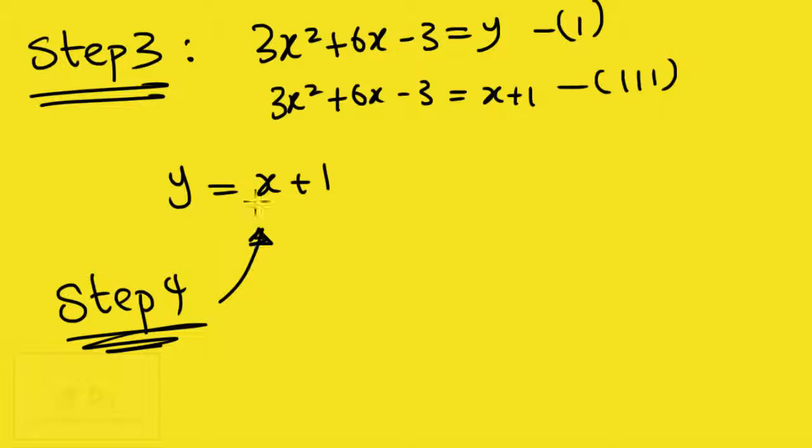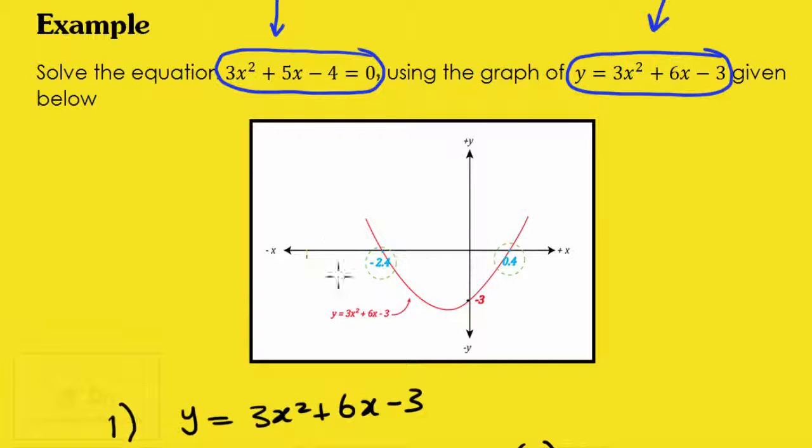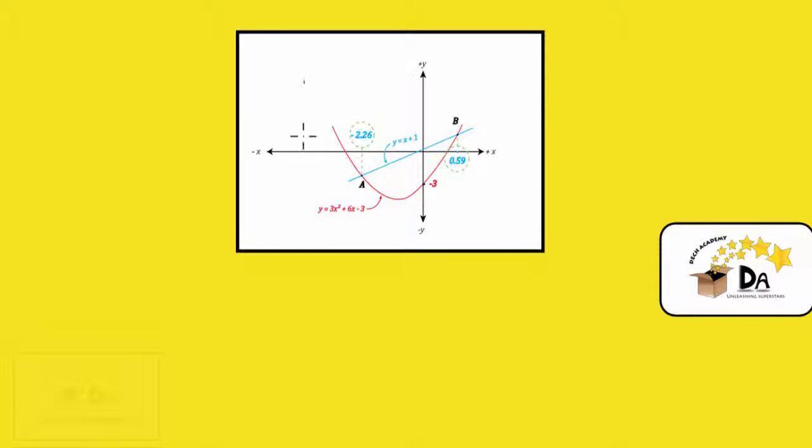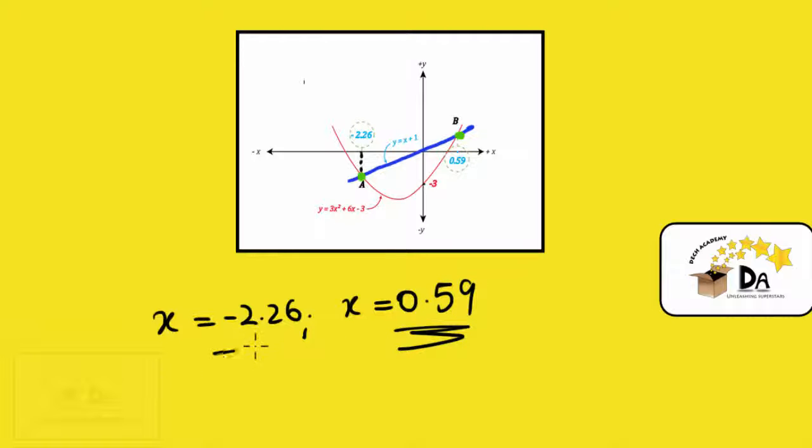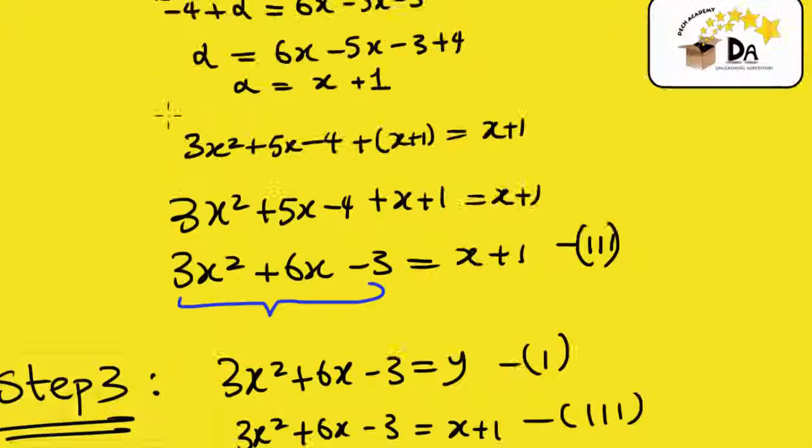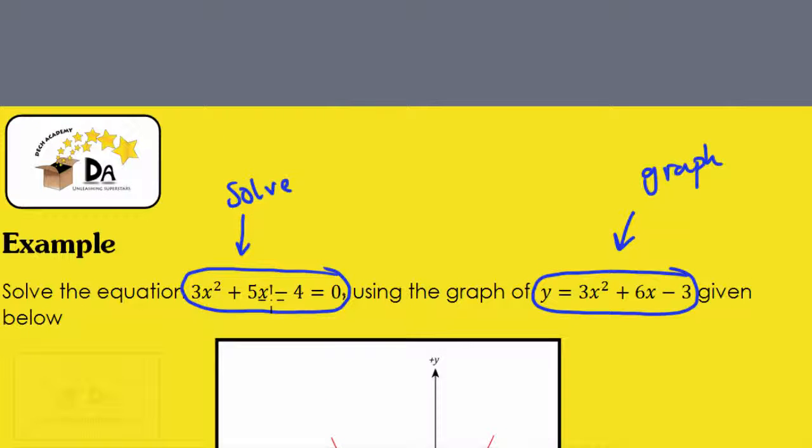plot this equation on the same graph paper that contains the curve that's given, and find the points of intersection and read off the coordinates. So we're plotting y equals x plus 1, points of intersection A here and B, and we just read off the x coordinates of the points of intersection. The x coordinate of point A, one of the points of intersection, is minus 2.26. The x coordinate of point B, the other point of intersection, is 0.59. So these are the solutions to the equation we're required to solve.